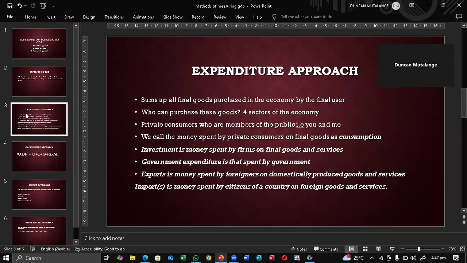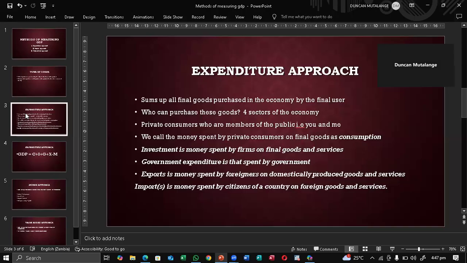So whatever firms purchase, I don't want you to confuse this with the intermediate good, but I'll talk about that in the example. You'll be able to see it. But when firms spend money on final goods and services, we call that investment. All right. When the government spends money on goods and services, we call that government expenditure.